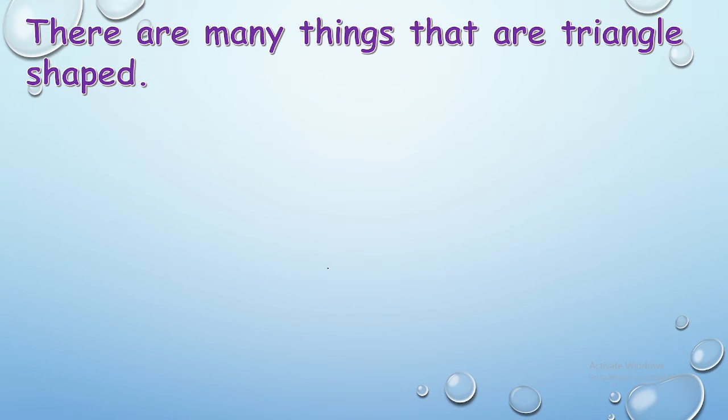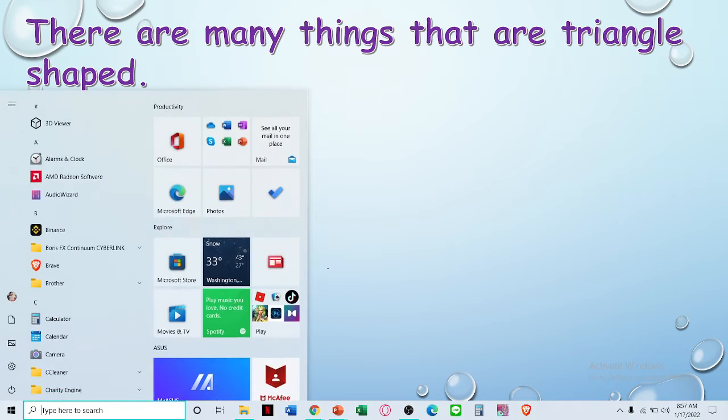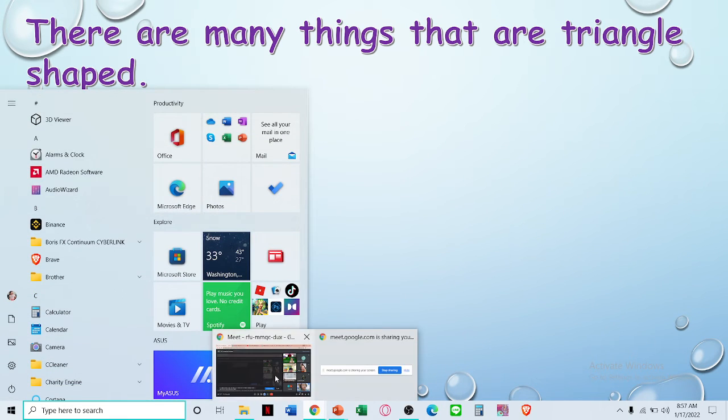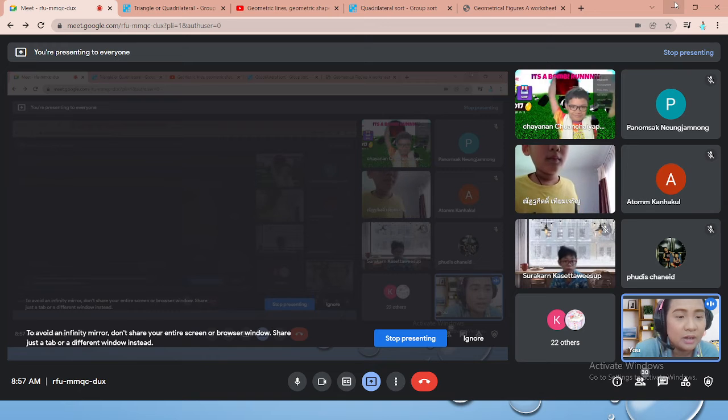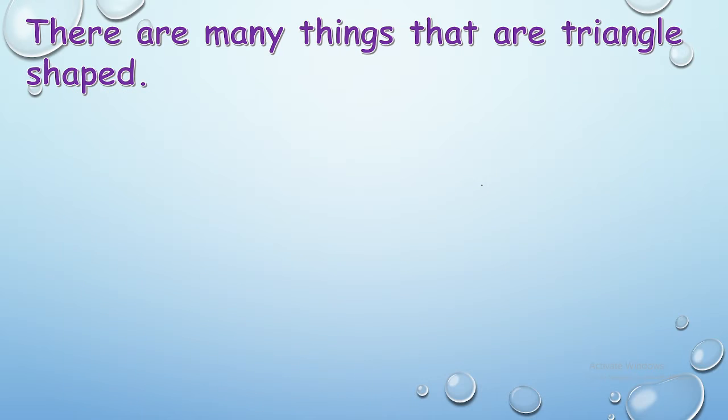Now, there are many things that are triangle shape. Can you give some examples of things that have the shape of a triangle? What things are triangle shape? Can you say some things that have the shape of a triangle?